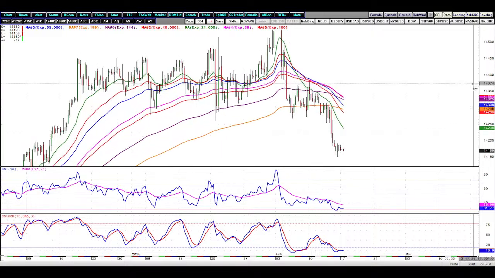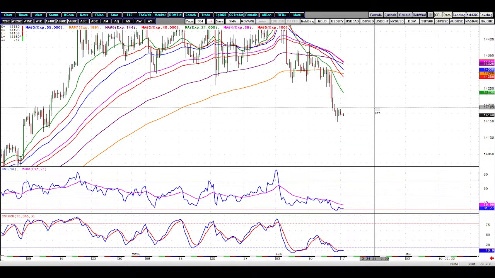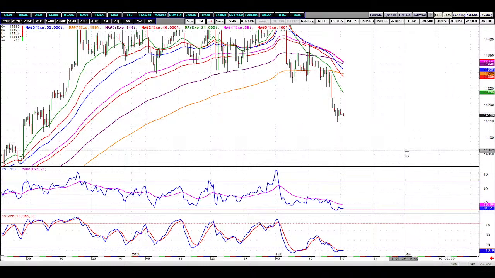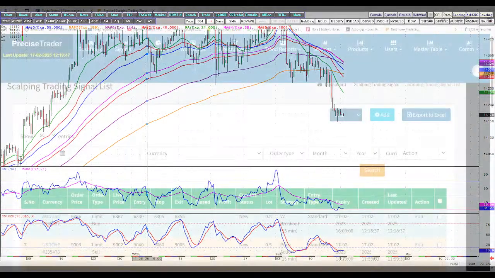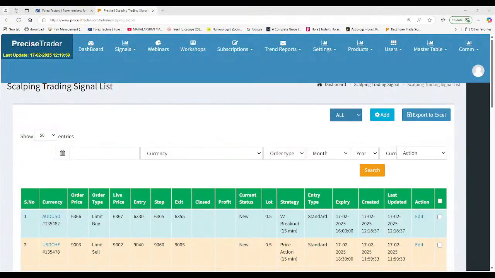Okay, right now I think this is caught in a range, so we'll try to sell at 142 and exit before 141.60. This should be your scalping call. And day trading call, try to sell somewhere near 142.5 and try to exit before 141.60.